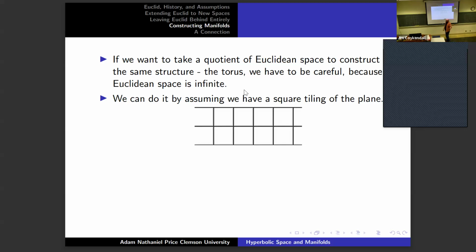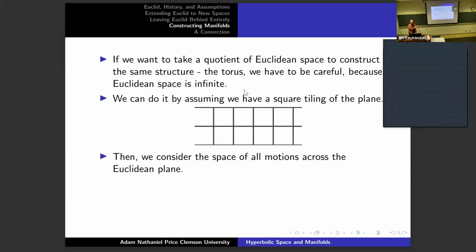Yeah, exactly. So what we're doing is we talk about the total collection of motions we can have in Euclidean space. I can start here and go here, or I can start here and go here. I can go here, go here. So that's the set of all motions in Euclidean space, which also happens to be Euclidean space. Now we consider the space of all motions.